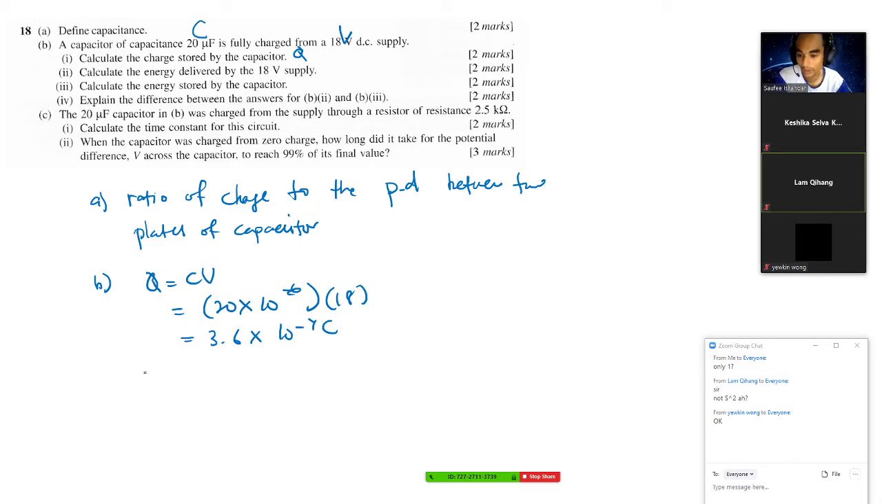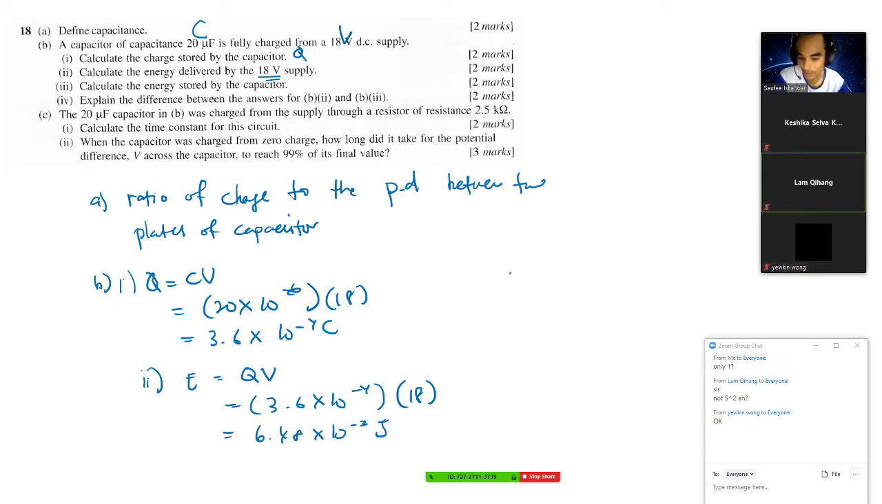Okay, question number 2, calculate the energy delivered by the 18 volt power supply. So E equals QV. So 3.6 times 10 power negative 4 times 18. So you have 6.48 times 10 power negative 3 joule, unit of energy, joule.